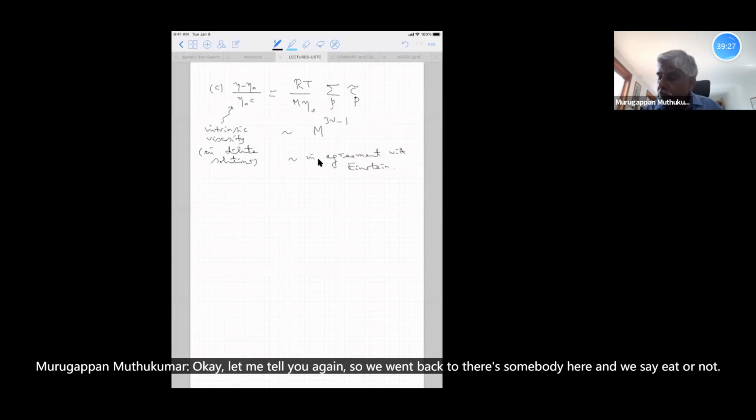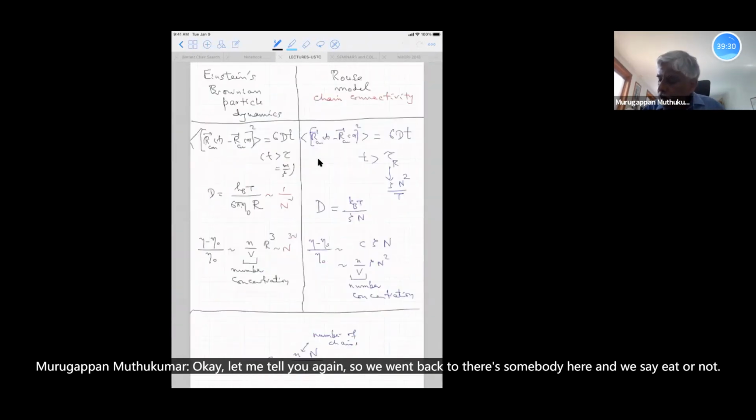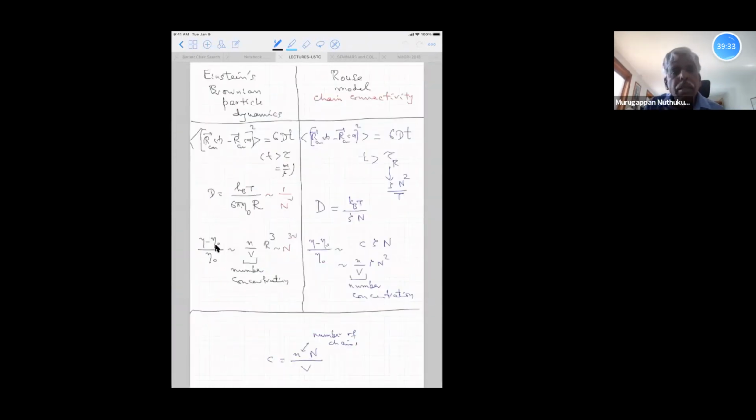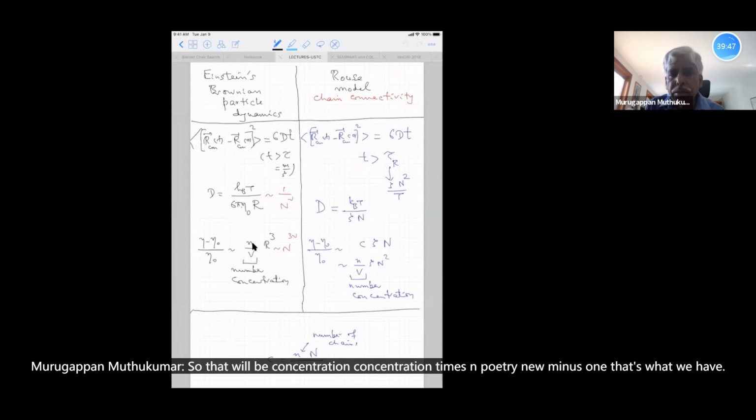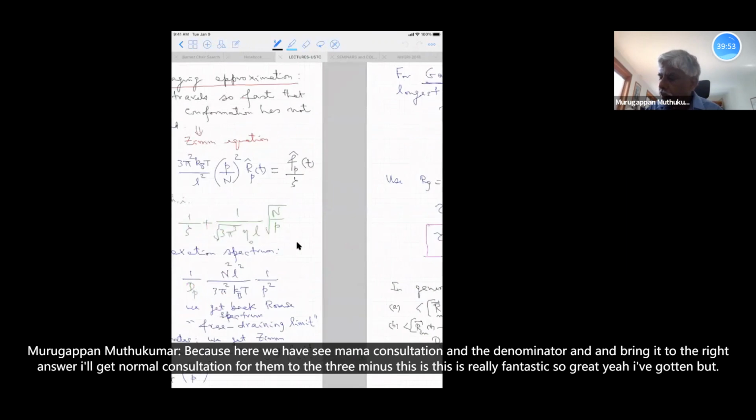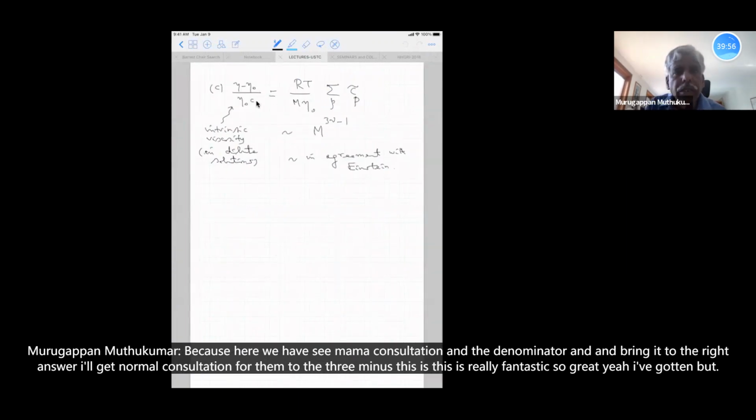Okay, let me tell you again. So we went back to the summary here, and we said eta minus eta naught went like n power 3 nu, because it's a number concentration. But we write in terms of monomer concentration, so I'll multiply by capital M and divide by capital M. So that will be monomer concentration times n power 3 nu minus 1. That's what we have. Because here we have C, monomer concentration, and the denominator, when I bring it to the right-hand side, I'll get monomer concentration times M to the 3 nu minus 1. This is really fantastic. We have gotten that.